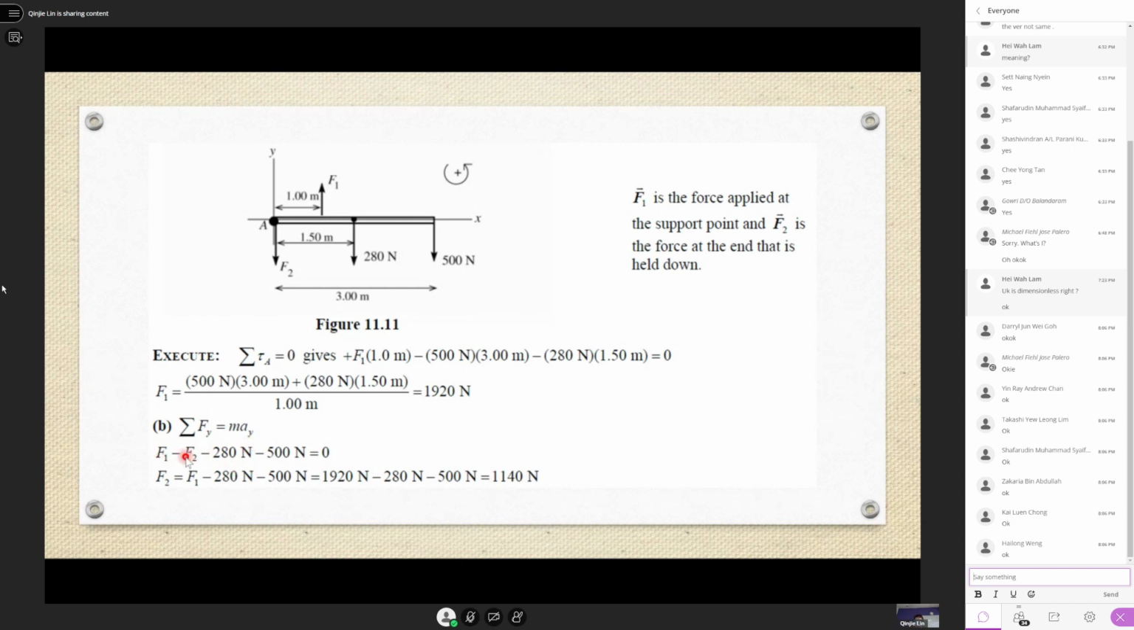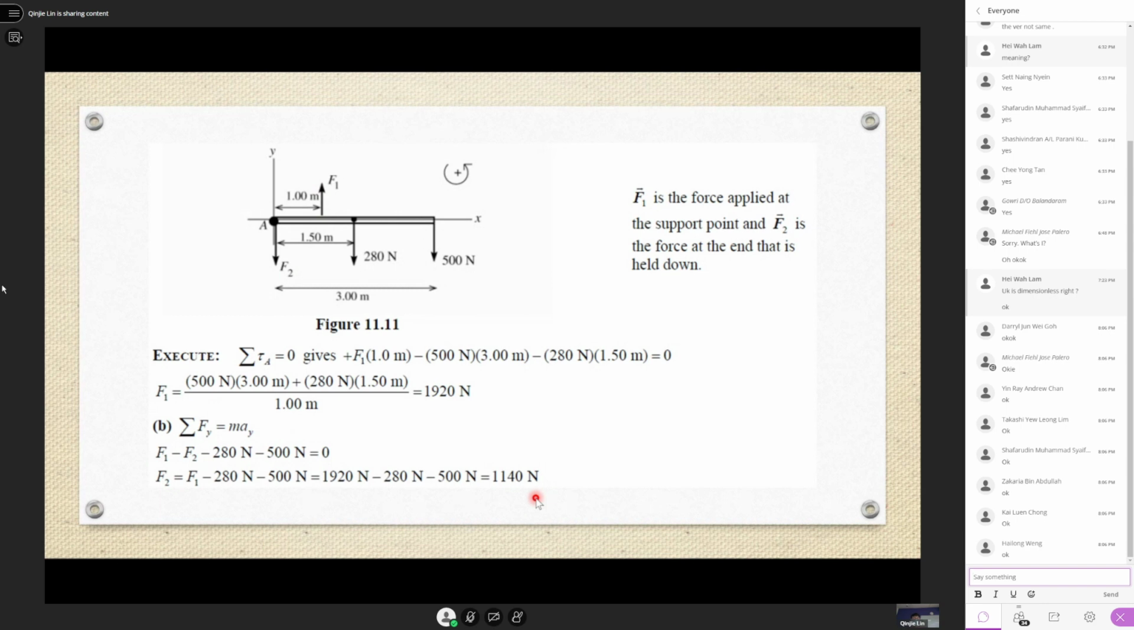So what are the forces you have? You have F1 pointing up, you have F2 pointing down, that's why minus, 280 pointing down, minus, 500 also pointing down, that's why minus. Okay, the whole thing must be equal to 0. From here, you can solve for your F2 because just now you already know your F1. F2 is the only unknown. So it will be equal to 1140 Newton.